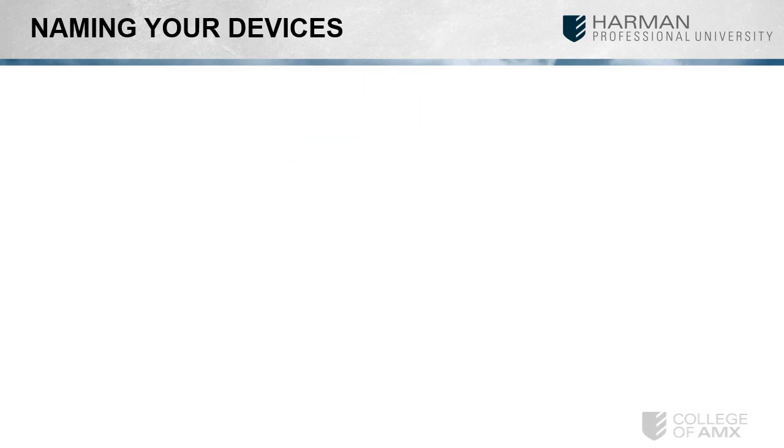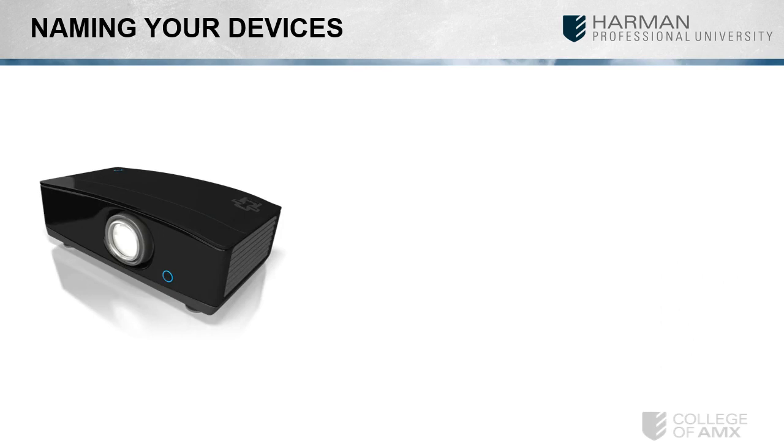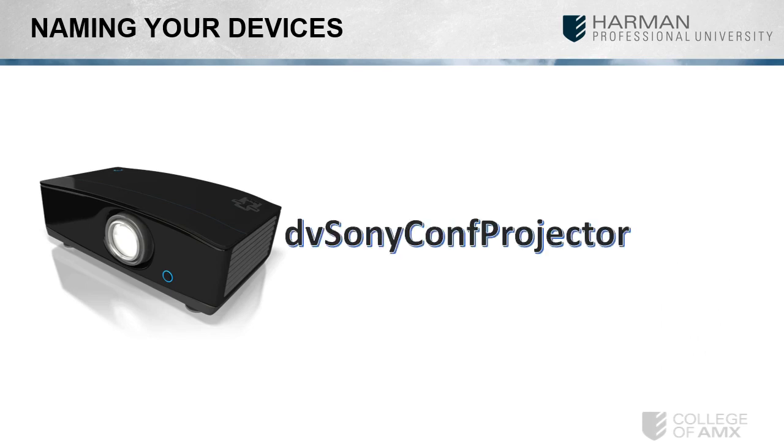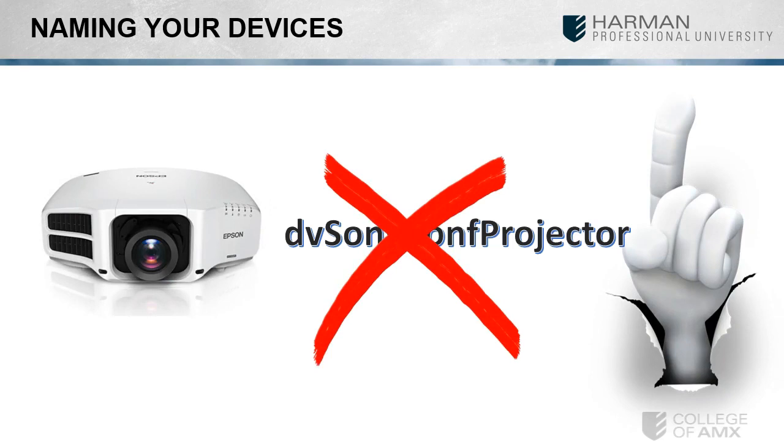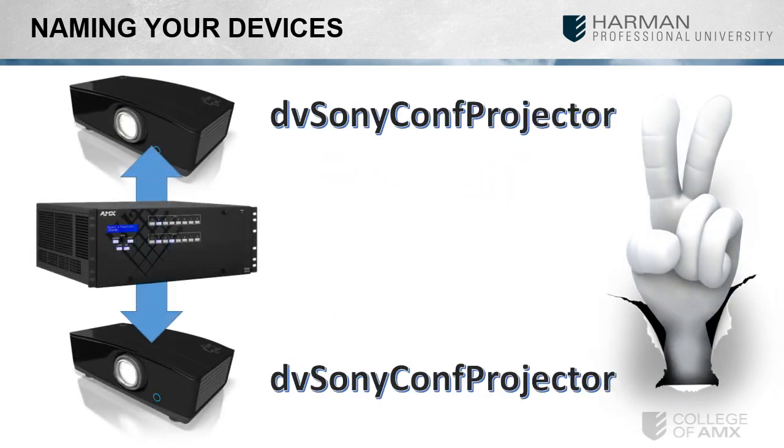Let's say, for example, you have a Sony projector in one of your conference rooms. While you might be tempted to use a specific name for this device, such as DV Sony Conference Projector, which includes the manufacturer, location, and the device type, the issue here is twofold. One would be that additional work would be required whenever the programmer has to swap out the projector with, say, an Epson, for example. And 2 is that there could be other Sony projectors in other conference rooms, but tied to the same system, as part of a DGX, for example.